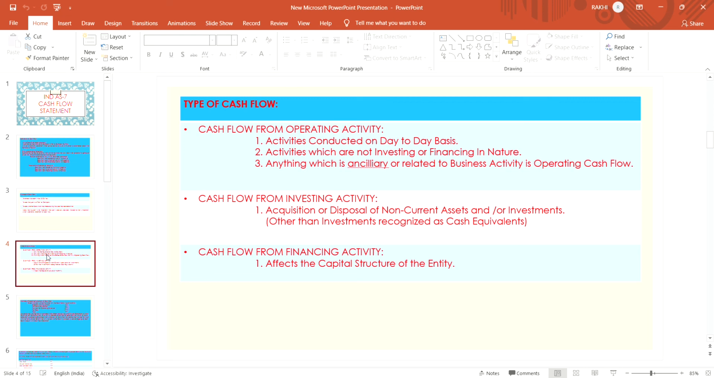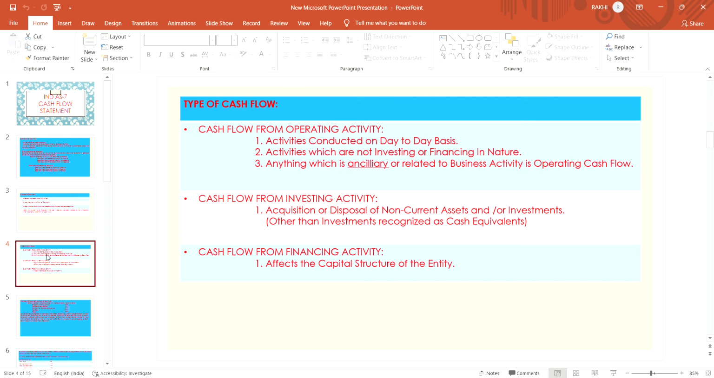If we acquire or dispose of any non-current asset or investment, that activity, for example acquisition of fixed assets, sale of fixed assets, acquisition of investments, or sale of investments, is covered under cash flow from investing activities.